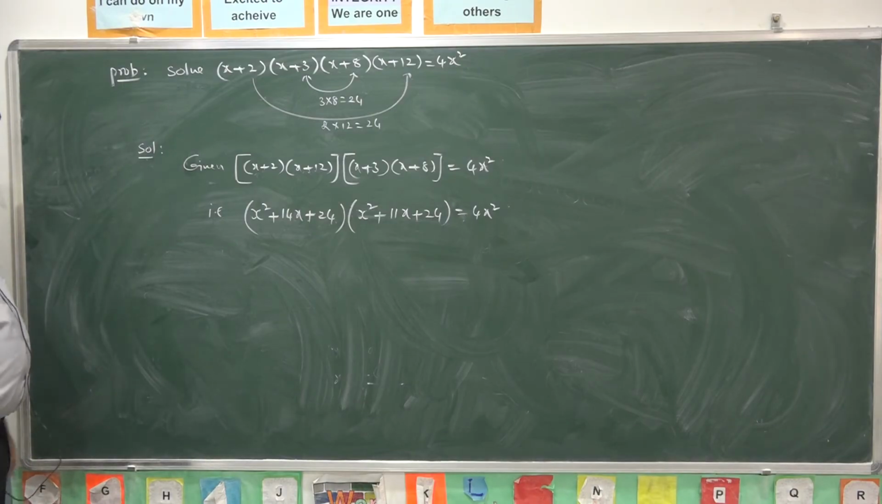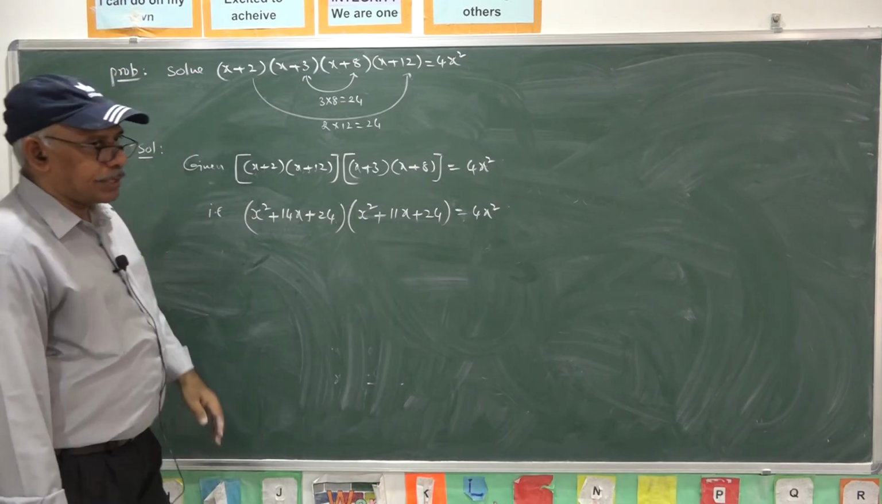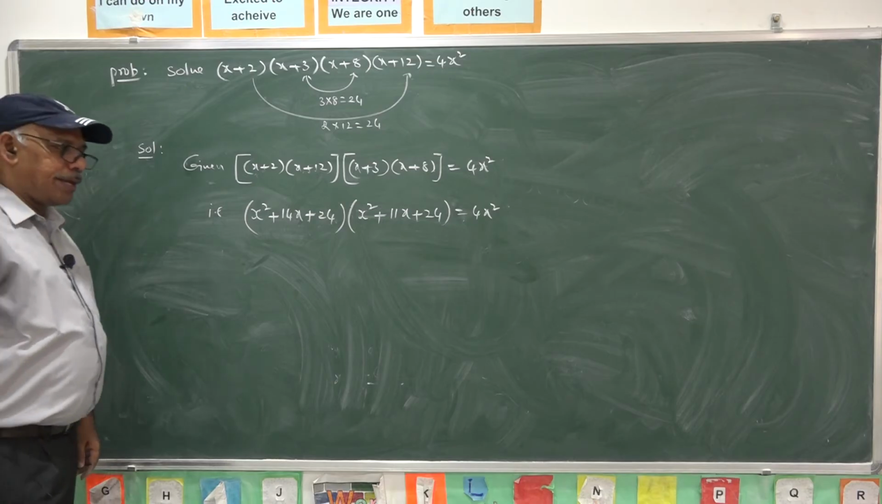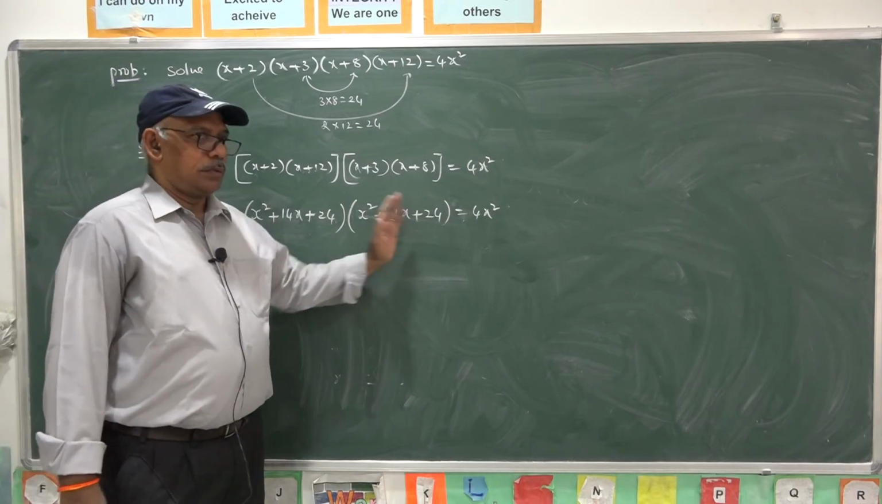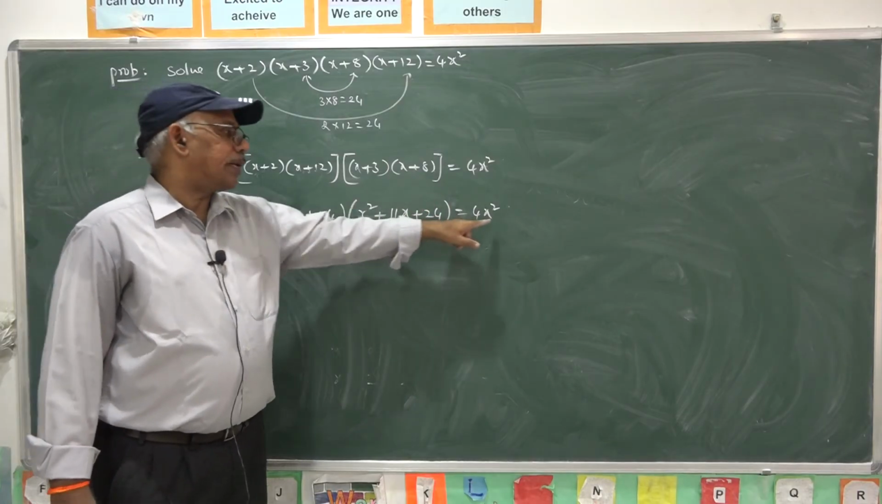Now to solve this equation, let us divide the total equation, both LHS and RHS, with x square.